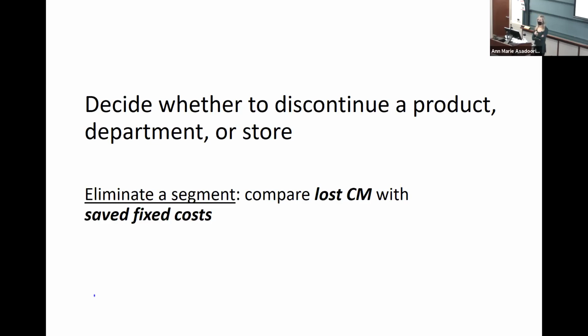That's what's coming in from that segment. So what you're saying here is, if I drop this segment, this is what is no longer going to come in from the company, right? That's the margin that is currently coming in from that segment that will go away if you eliminate that segment. And then what you need to do is look at all of those fixed expenses and figure out which ones can be avoided, right? Which ones can you save by eliminating that segment of the business?